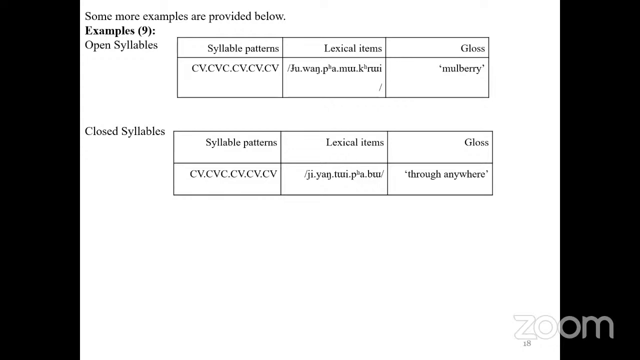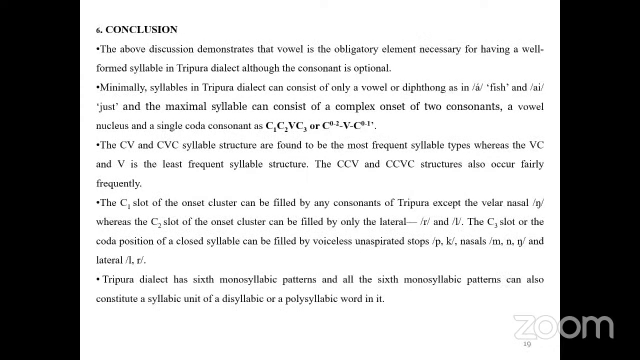Yeah. Next. So in conclusion, the discussion demonstrates that the vowel is the obligatory element necessary for having a well-formed syllable in this dialect. Minimally, syllables in Tripura dialect can consist of only a vowel or a diphthong, as in a fish and I just. And the maximal syllable can consist of CCVC, that is two onset consonants, a vowel and a closing coda. So a maximum of two consonants can form the onset and one consonant the coda.